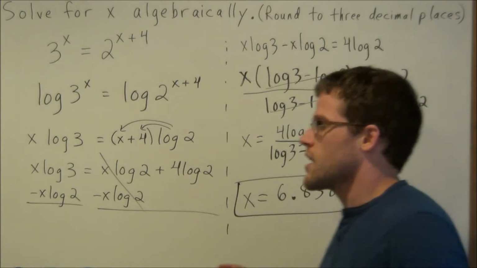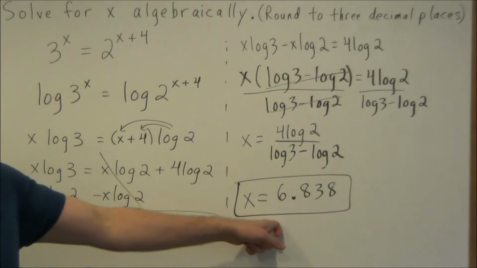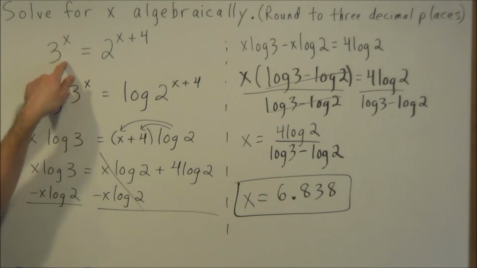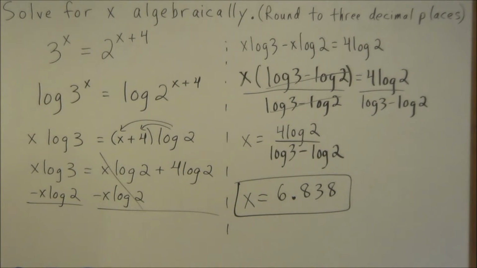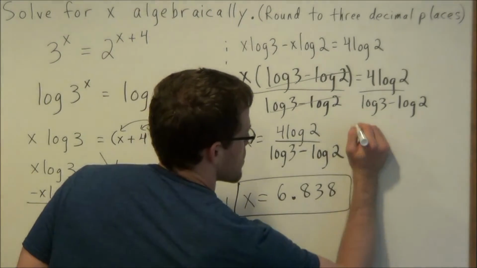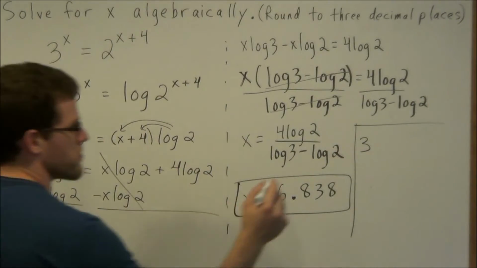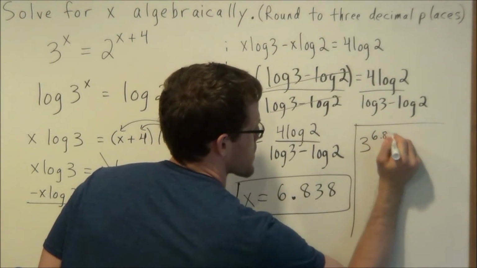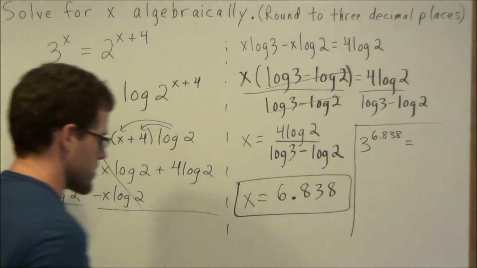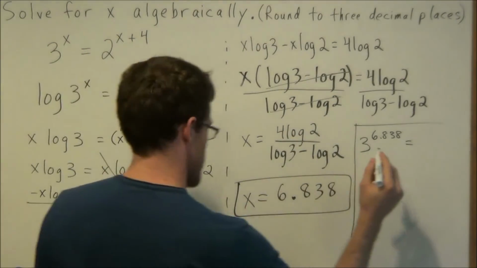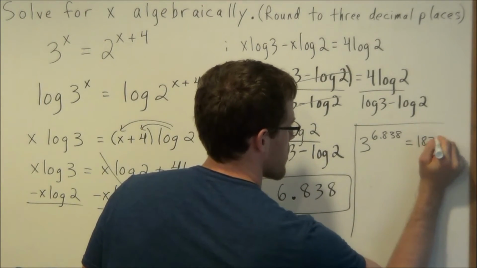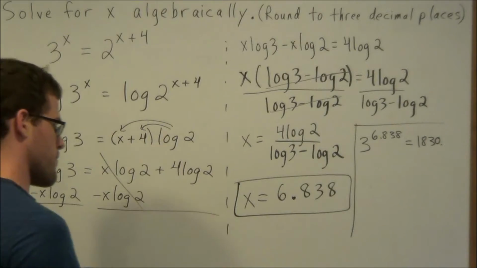Okay, this doesn't take a lot of time, but I would advise strongly that you plug this back in to verify. So if we verify here, let's say we check 3 to the x power, which would be 3 to the 6.838. And if we work this out, this is going to be 1830.438.